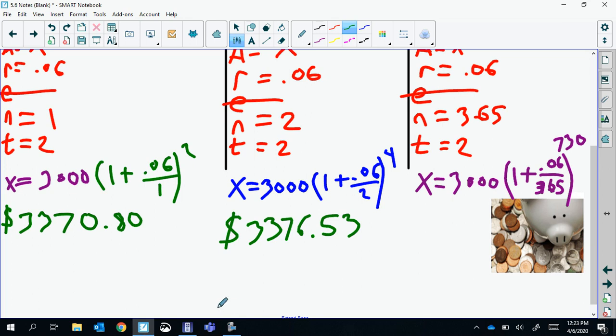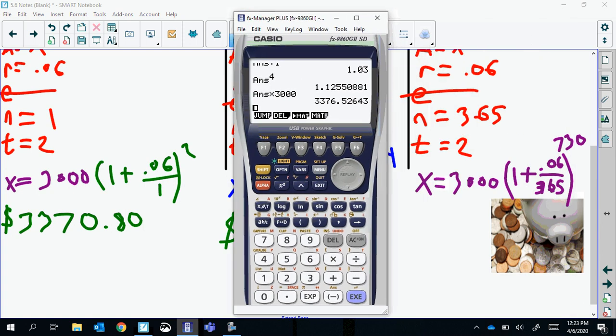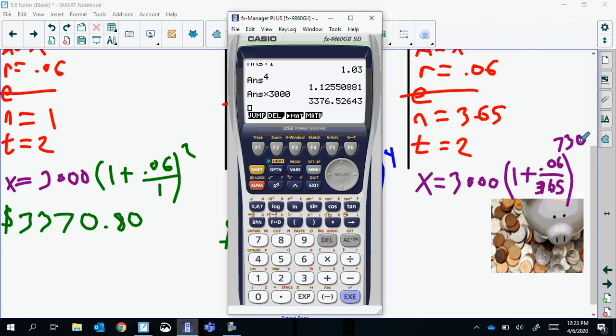All right, and then our last one, just looking at compounded daily now. So now we again start with our inside. So the fraction, 0.06, divided by 365, plus 1. Now to our exponent, which is 730. And now times the 3,000. $3,382.46.